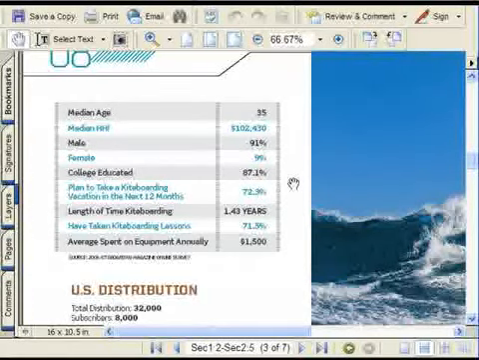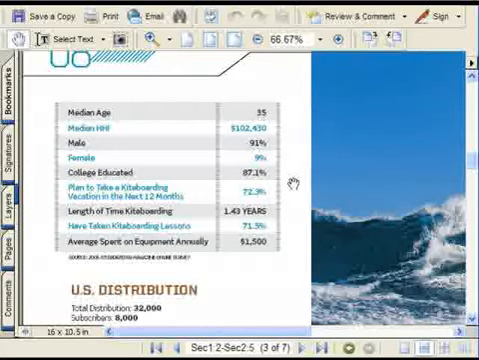So this would really be a targeted men's niche, and so if you have products specifically targeted towards men, this would be a good target market for you.